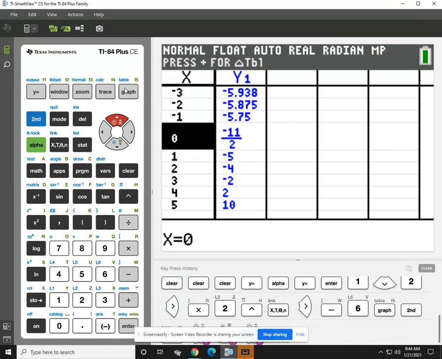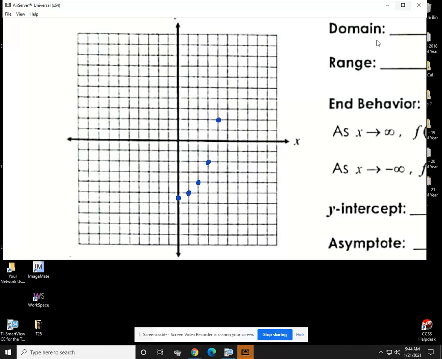And I got a couple of other good ones too. I've got 1, -5. I've got 2, -4. I've got 3, -2. I've got 4, 2. And I got the 5, 10, but I don't really need it. I got plenty of points.